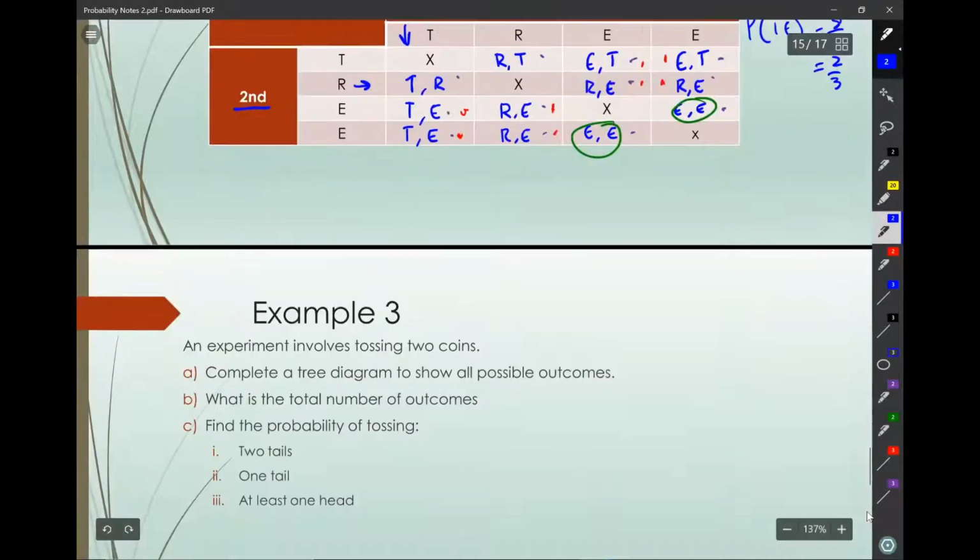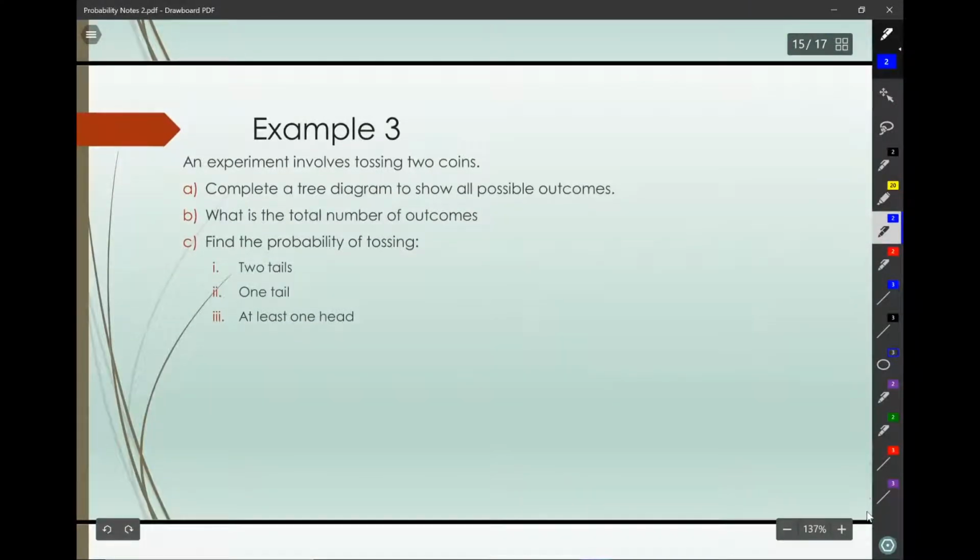The other type of visual representation of two-stage probability is a tree diagram. I think you'll see why it's called that when we draw it. Let's look again at the experiment of tossing two coins and draw the tree diagram.